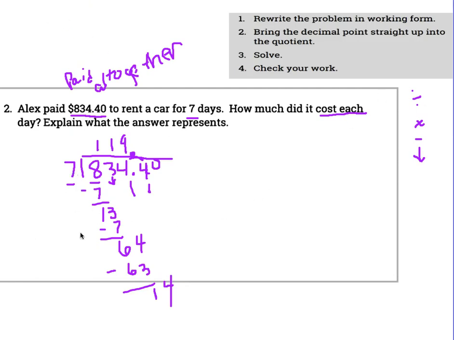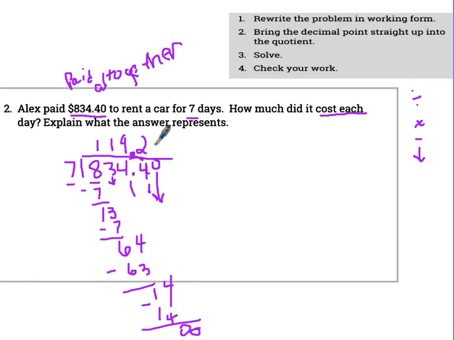Okay, and now 7 goes into 14 2 times. And 7 times 2 is 14. Subtract, 0. Now, some of you may be saying, oh, that's it, I'm done. But actually, there's still a 0 here in the dividend. You have to bring it down.